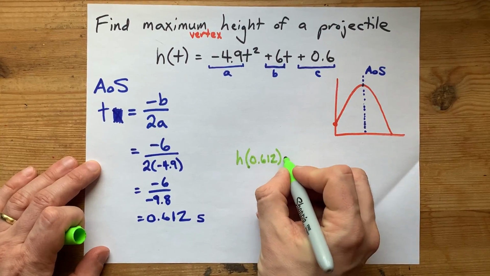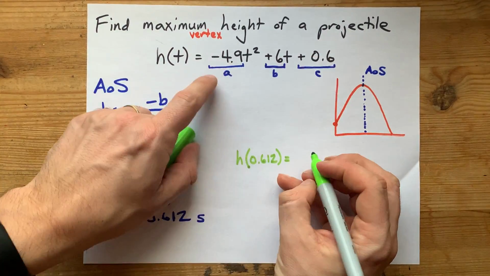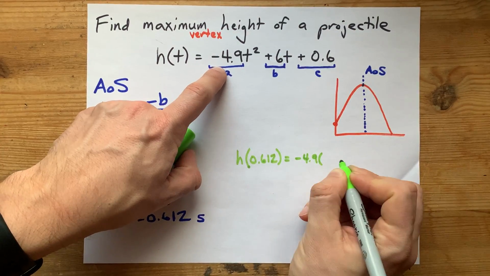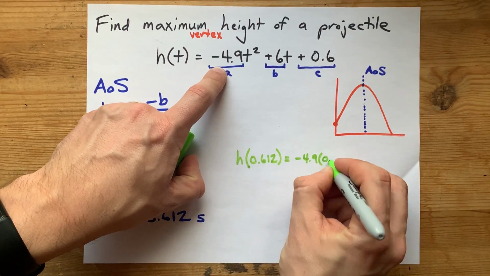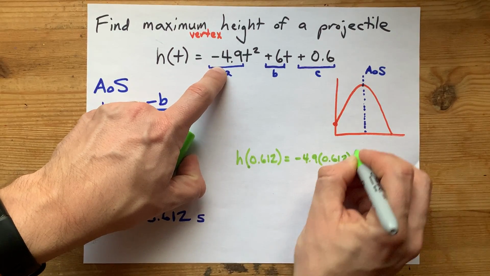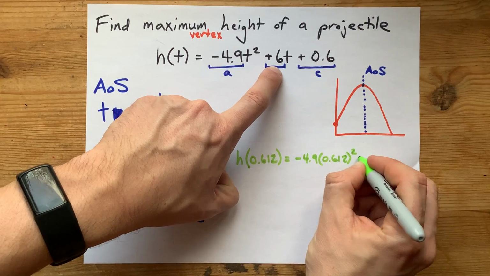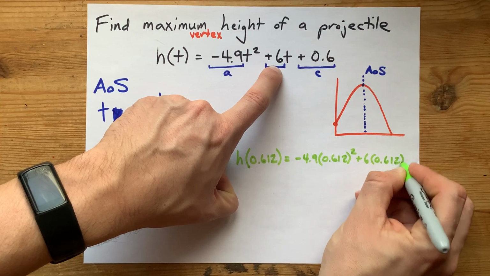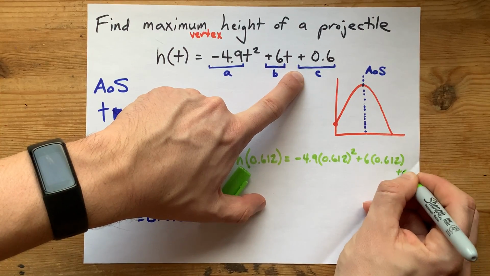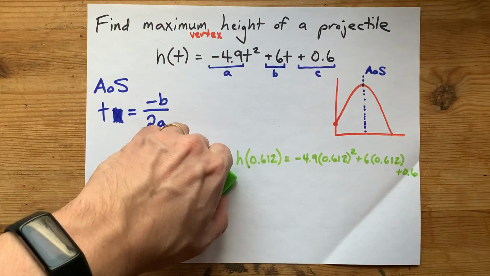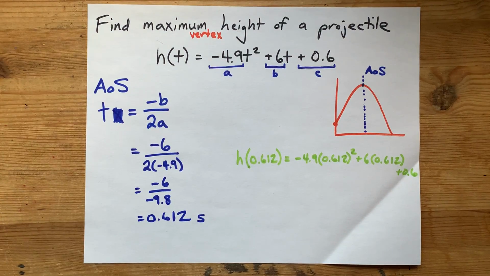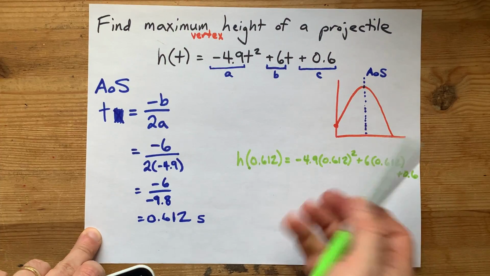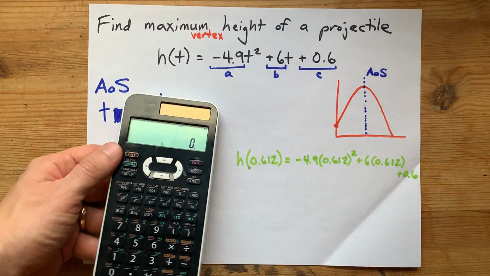0.612. And we do that by copying out this equation, negative 4.9 t squared, but t is 0.612, and plus 6t, that's 0.612. And we have our plus 0.6. I barely ran out of room there. And now we can do this on our calculator. You can do it all at once. I'm going to do these individually just in case you choose to as well.